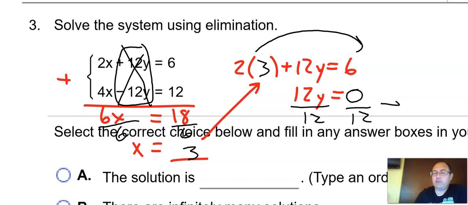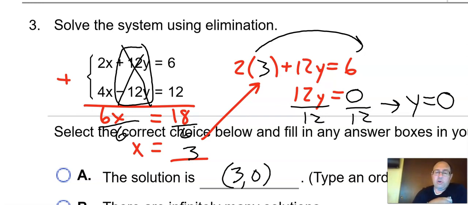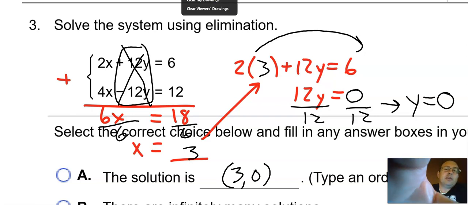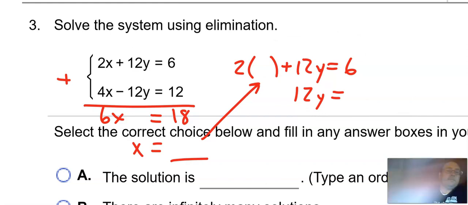And 0 divided by 12. Don't tell me that it doesn't exist. That is a big fat 0. 0 in the numerator means the whole number is 0. Now 0 in the denominator, that's a big problem, right? Because now we're talking about something that doesn't exist. So 3, 0 is the place where those two lines cross, right on the x-axis. Next question.